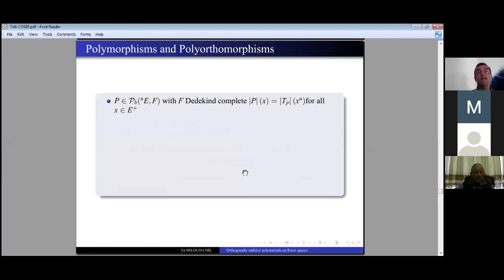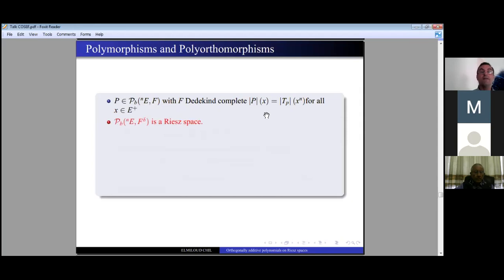So by the last representation, we can define a new absolute value on the polynomials. There are some ways to define the absolute value in the case of polynomials, but I think this is the easiest one, because we have a linear operator. So if F is Dedekind complete, we can define the absolute value for an order bounded polynomial in this way.